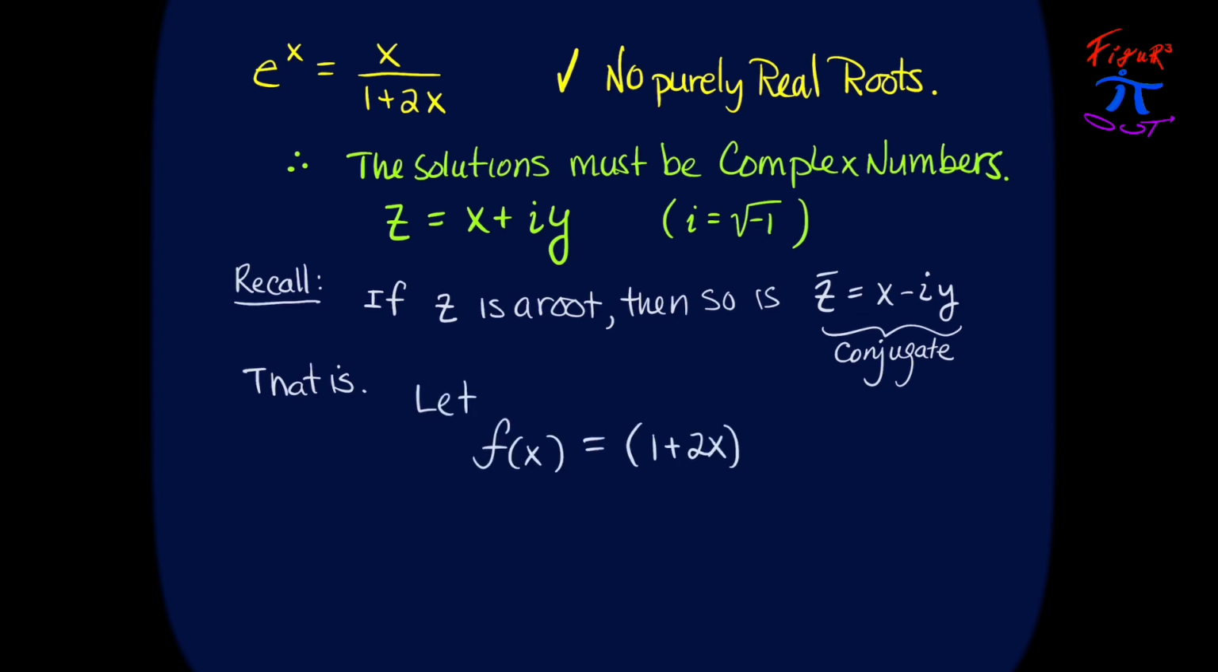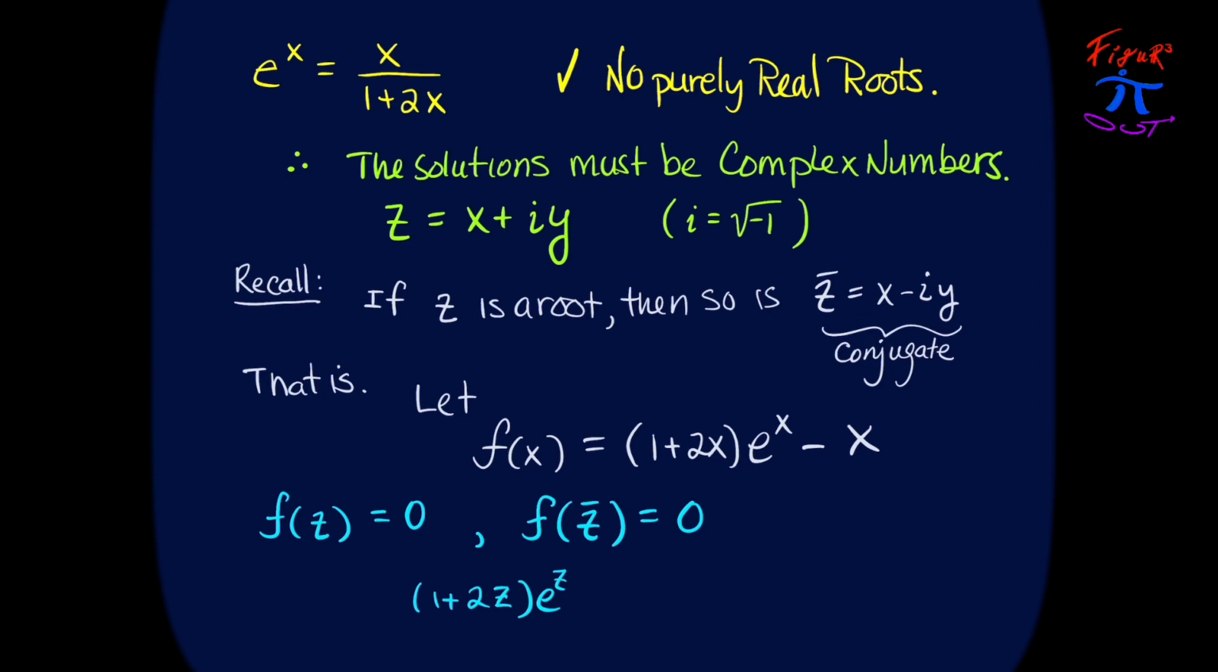So that is, if we let f of x be our function, 1 plus 2x times e to the x, minus x, and if z is a root, then it'll make that function equal to 0, and so will its complex conjugate.